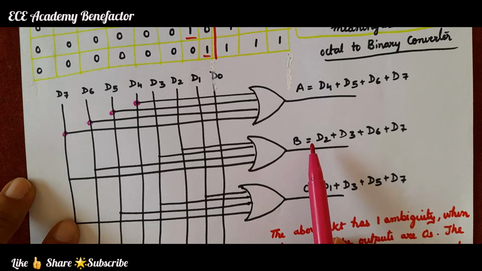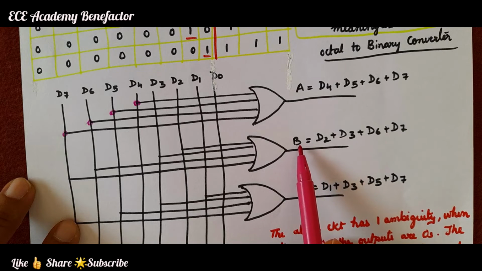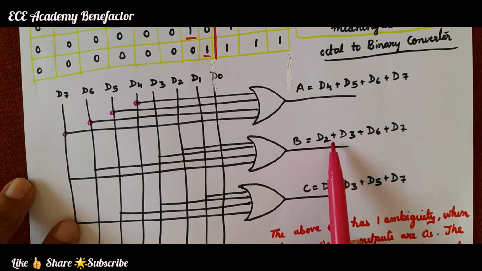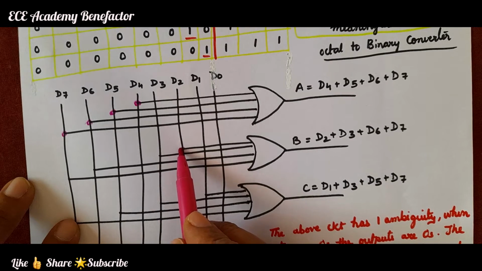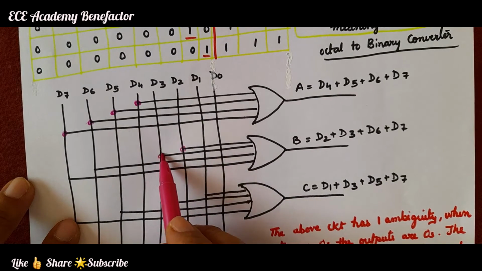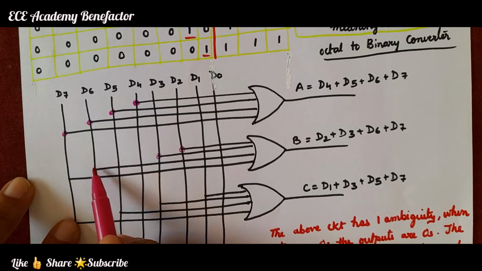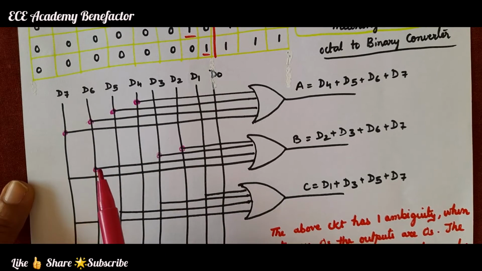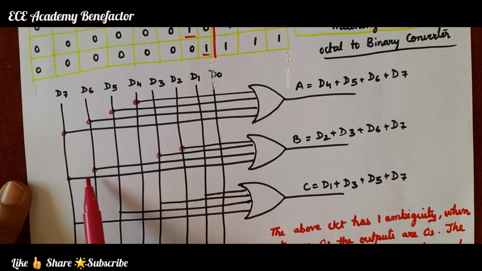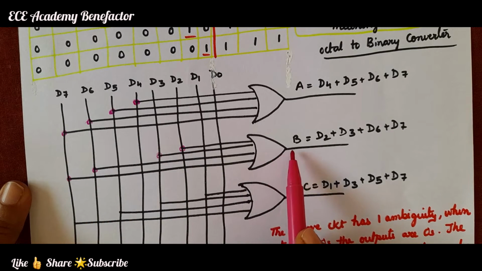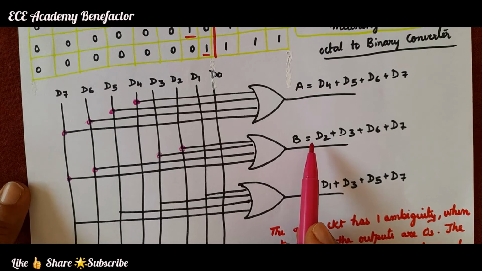And the B Boolean expression is coming to be B is equal to D2 plus D3 plus D6 plus D7. So D2, D3, D6 and D7 are given to an OR gate to get the B output.